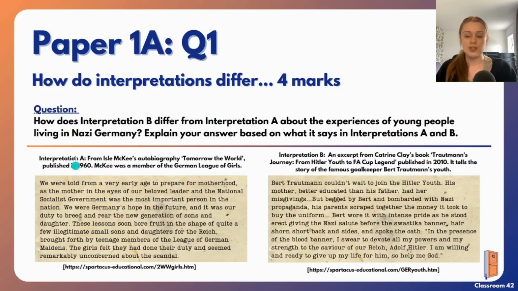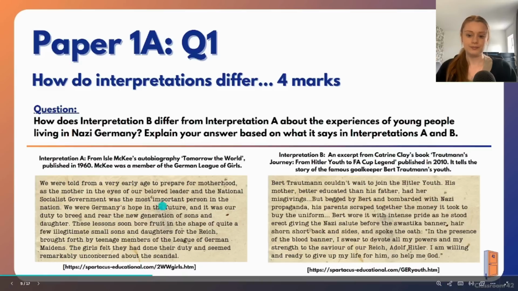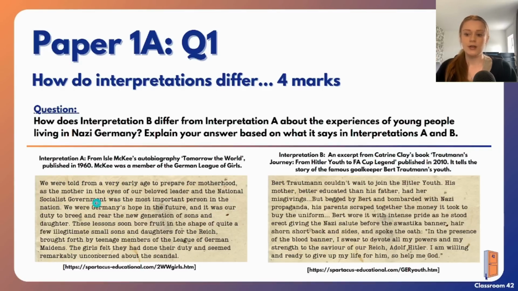So interpretation A is from McKee's autobiography, published in 1960, and McKee was a member of the German League of Girls, so she had first-hand experience with what it was like living in Nazi Germany. And her interpretation talks about how girls were often prepared for motherhood from quite an early age, and their most important job in Nazi Germany, they were told at least, was to become a mother and to bear children.